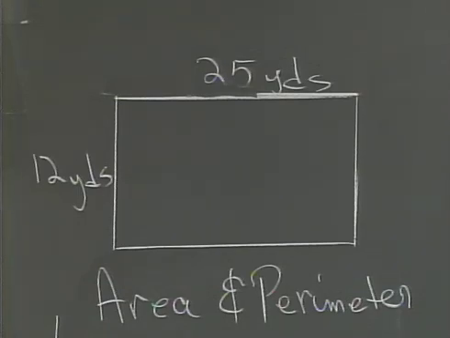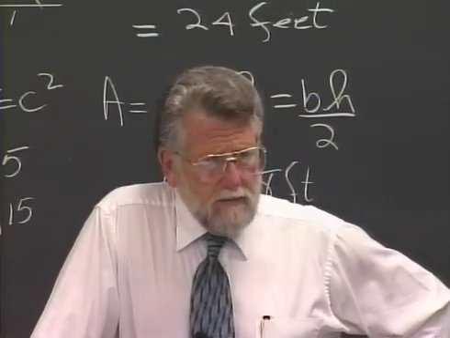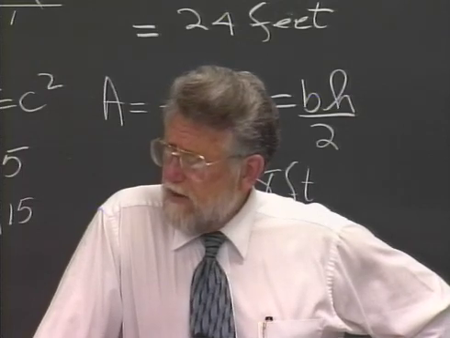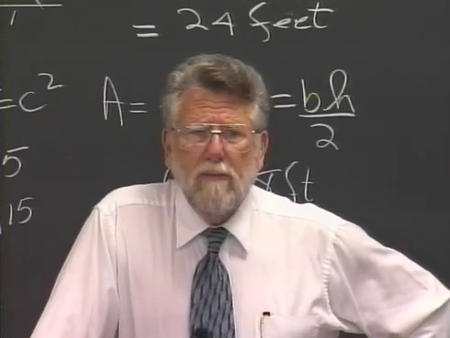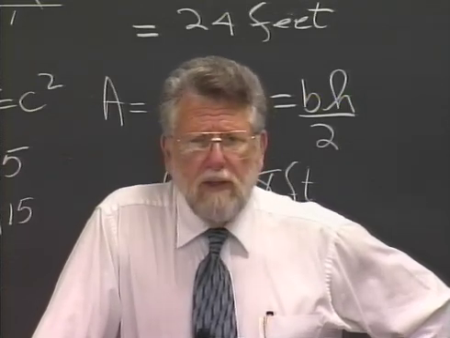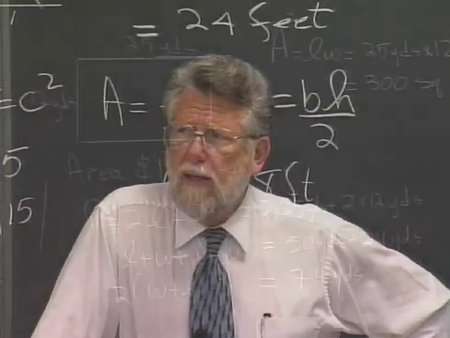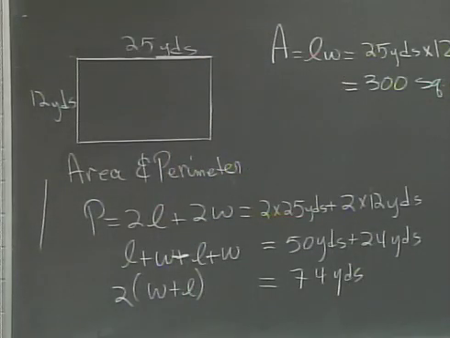Okay, back to me for a moment. What's your formula for area of a rectangle? LW, right? Length times width. And for your perimeter? 2L plus 2W. So what Debbie's going to show you on the monitor now is what your solution should look like. Let's take the perimeter first.